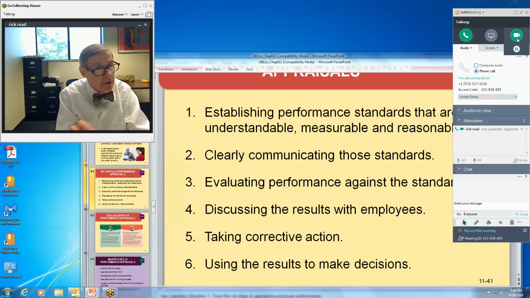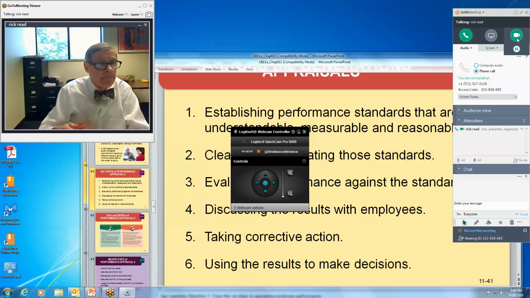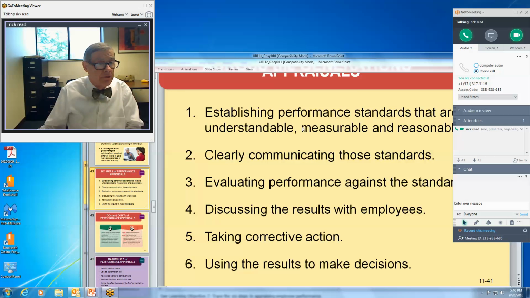That's the communication part. Again, evaluating against the standards. Discuss results with employees based upon the standard, not the employee. You don't like the way he or she parts their hair. It has nothing to do with performance. Take action as required, and then use the results to make appropriate decisions.